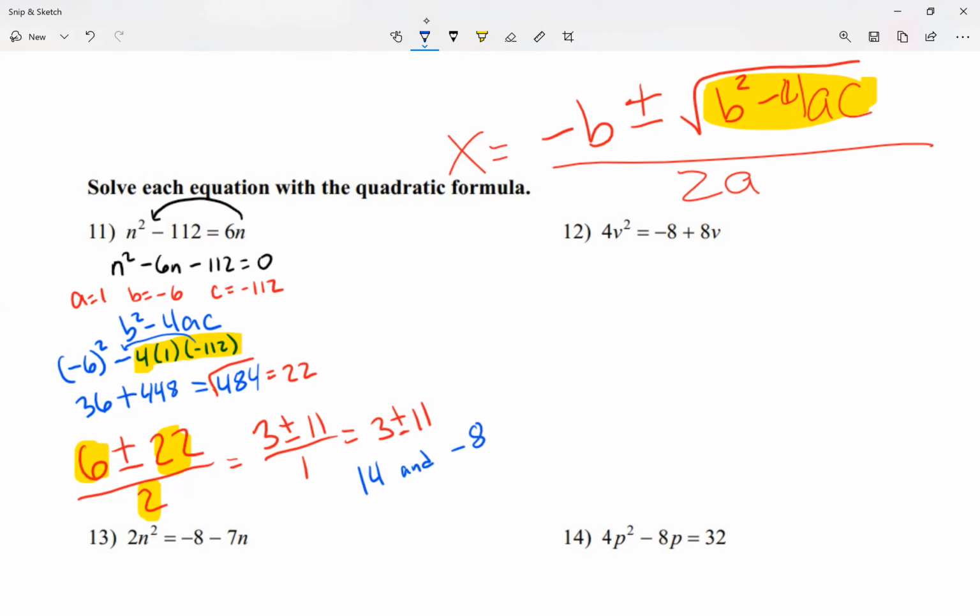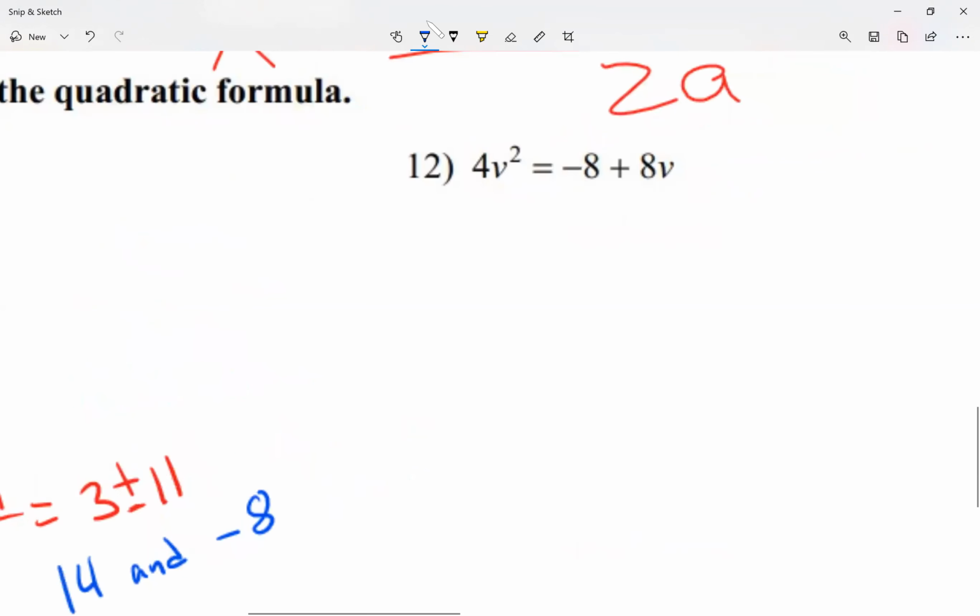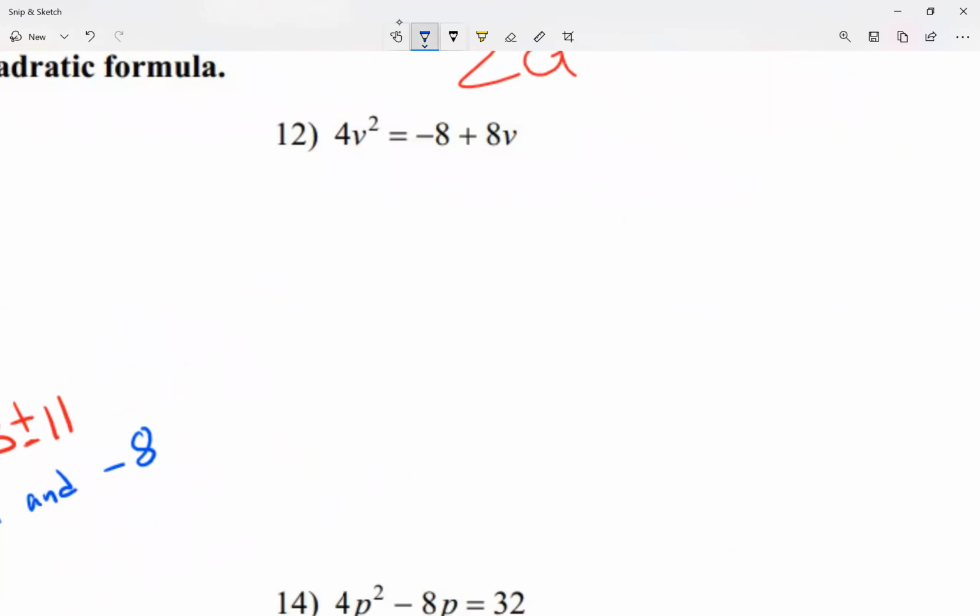The hard part was the discriminant. Okay, let's take a look at question number 12. Let me zoom in to number 12. To begin with, let me move everything to the left side. So I have 4v squared minus 8v plus 8 is equal to 0. Do notice that I switched the signs, right? I moved everything to the left side of the equal sign.